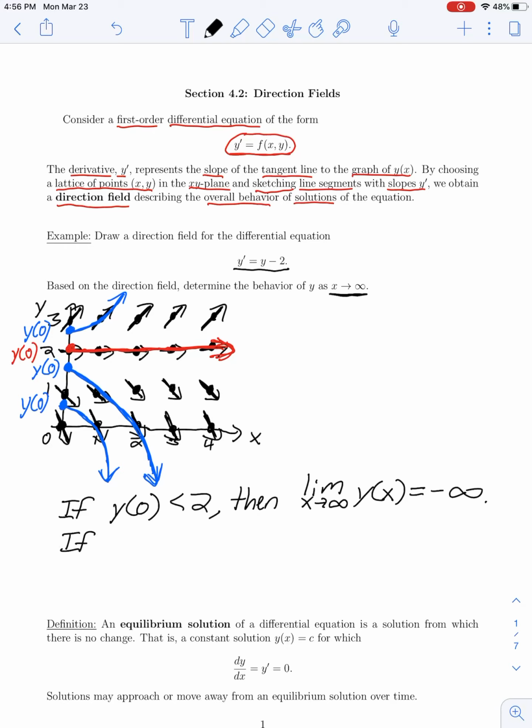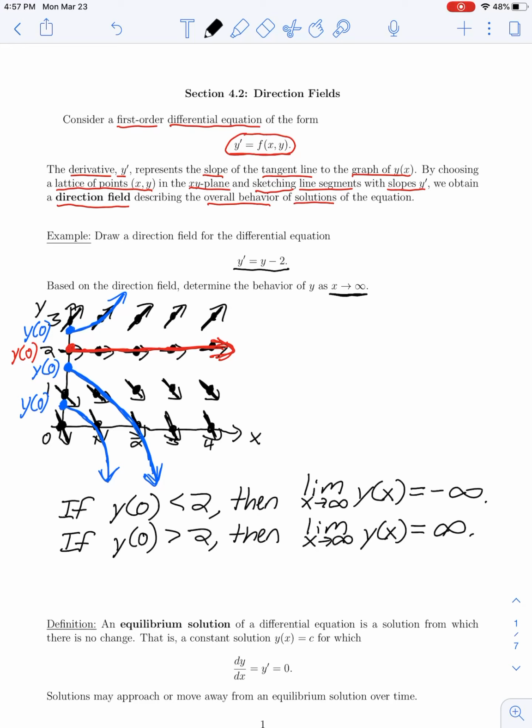Whereas if we have an initial condition, y of 0 greater than 2, then our solution appears to be increasing without bound. So as x approaches infinity, it looks like our solutions are growing to become infinitely large.